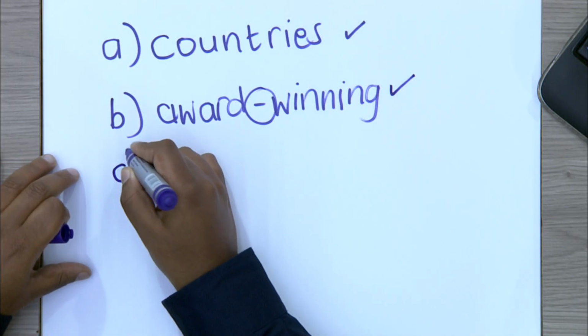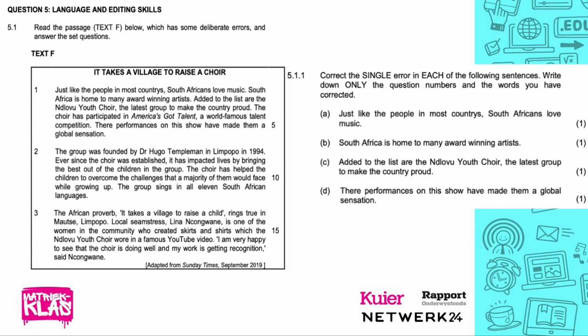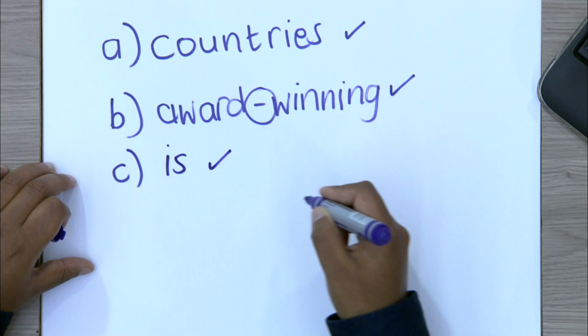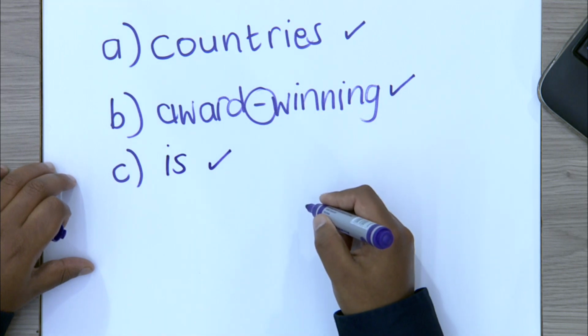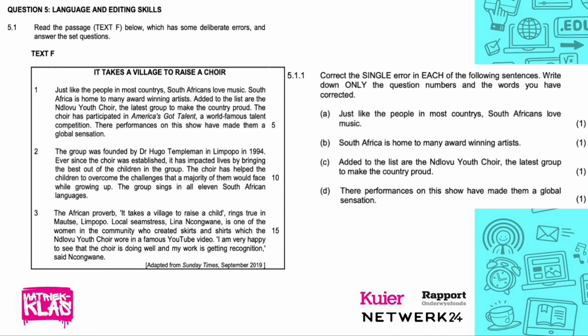Number C. Number C says, added to the list are the Ndlovu Youth Choir, the latest group to make the country proud. Now if I read it correctly, it says the Ndlovu Youth Choir, thus making it one. So I cannot make use of the word are. Instead, my answer is, added to the list is the Ndlovu Youth Choir. Look at how easy, simple that is.